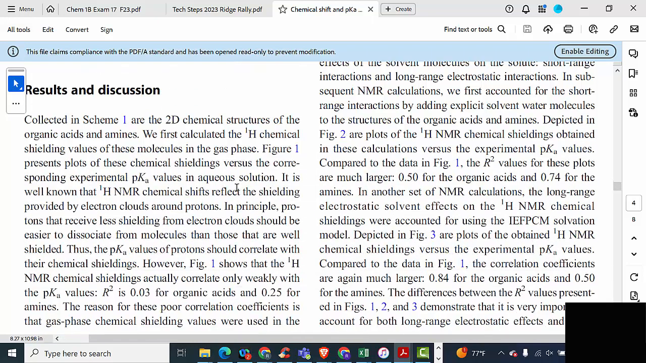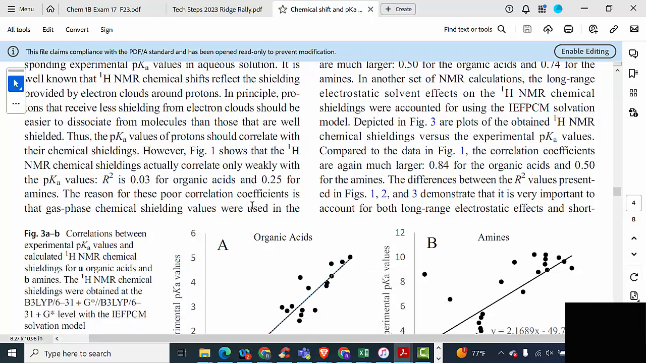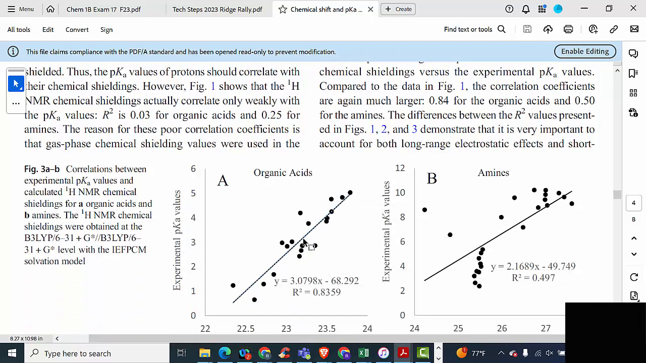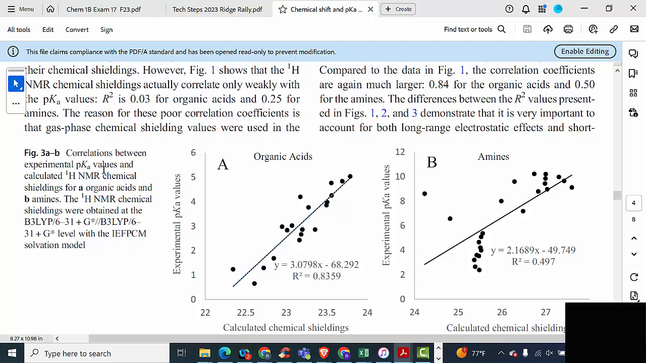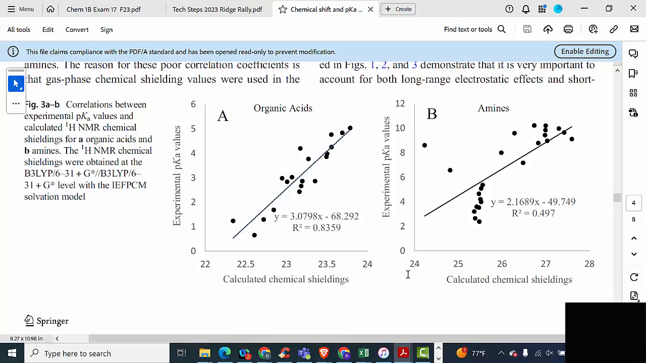And so the results and discussion, they're talking about all their data. Correlations between experimental pKa and calculated proton NMR shieldings. They used higher level models, and then they used this IEFPCM solvation model. So what they did now was they solvated the acid with a sphere. I guess the previous one, they just put one water molecule there and had that interact. But now they have a sphere of water molecules around here. And is the correlation better? Yeah, the correlation is getting better.